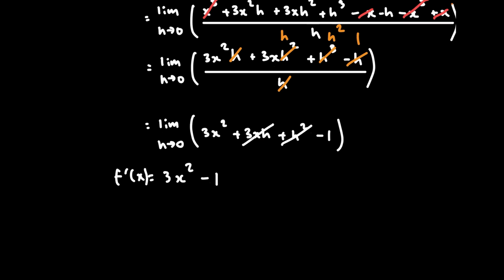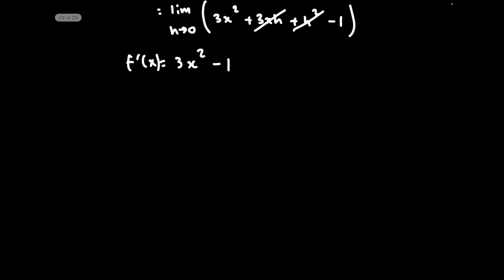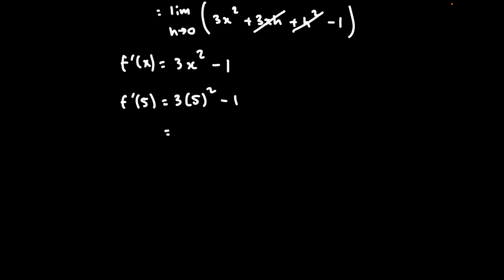But the question specifically asked us for when x equals 5. So more specifically, they're asking us, what is f dash x when x equals 5? What is f dash 5? We have f dash x over here, we just worked out this equation. So to work out f dash of 5, all we have to do is 3 times 5 whole squared minus 1. That becomes 75 minus 1, which equals 74. That is the rate of change for this cubic when x equals 5.